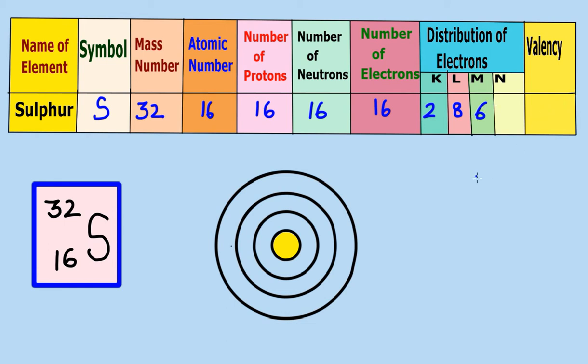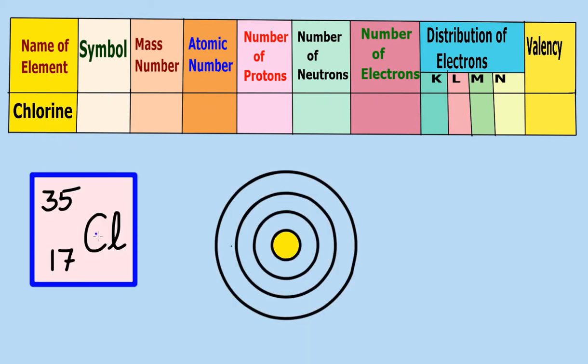What is its valency now? 8 minus 6, that is 2. It has valency 2. We will show 2 electrons here in K shell and 8 in L shell. 1, 2, 3, 4, 5, 6, 7, 8. And now 6 electrons in M shell. 1, 2, 3, 4, 5 and 6. So it has 6 electrons in its outermost shell. This is the electronic configuration of sulfur.